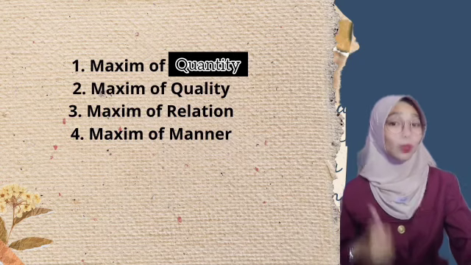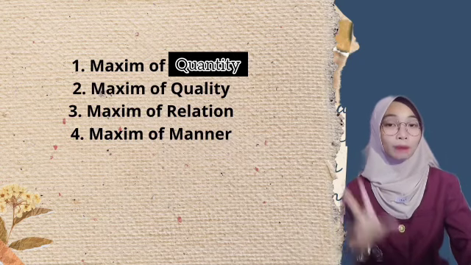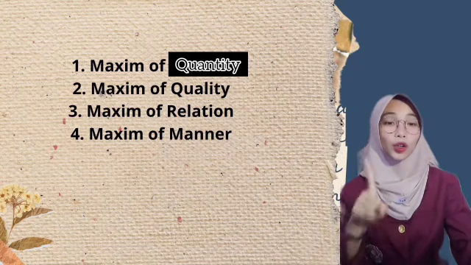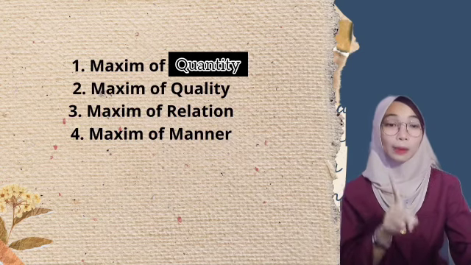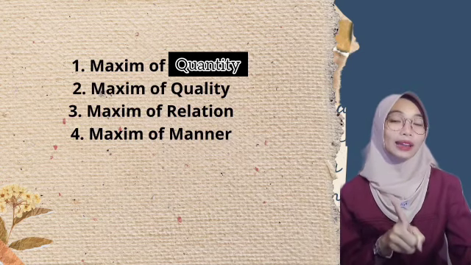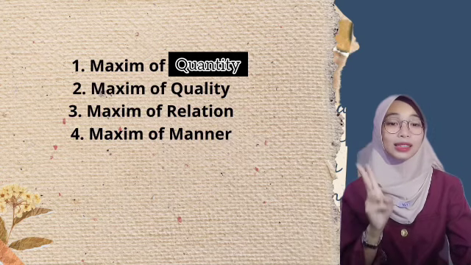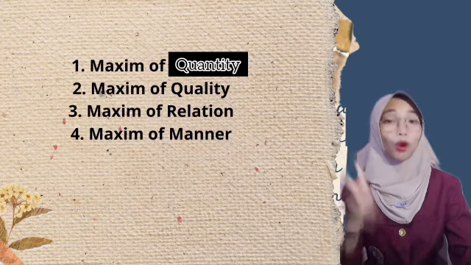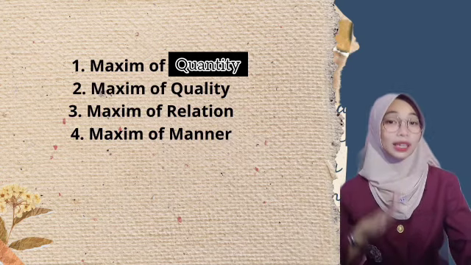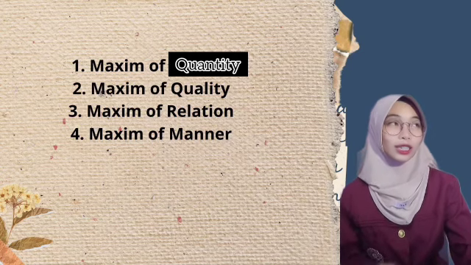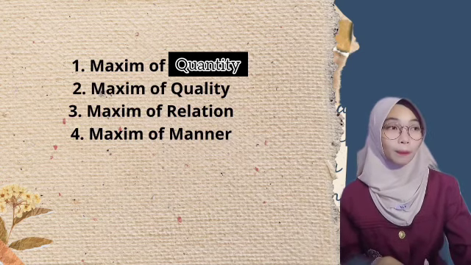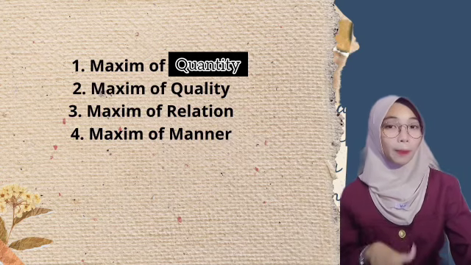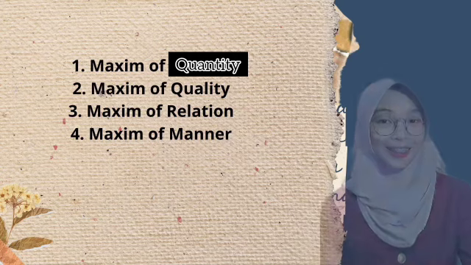Okay, the maxim of quantity has two rules. The first is, make your contribution as informative as required. And then the second is, don't make your contribution more informative than is required. So that is about the rules of the maxim of quantity.